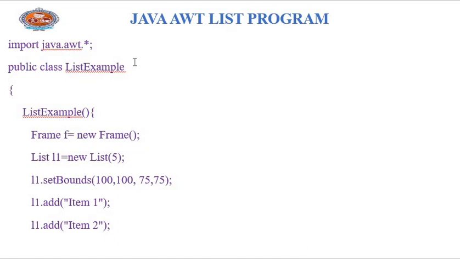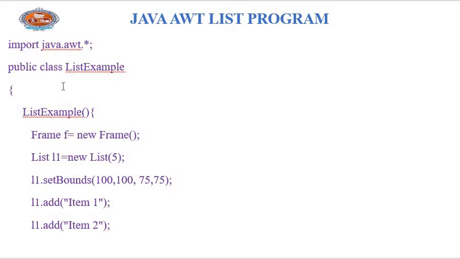Example program. First, import the AWT package. Next, class name is ListExample, class open. Next, method open. Here we can write the frame f is equal to new Frame. Next, List l1 equal to new List of 5. So l1.setBounds(100, 75, 75).